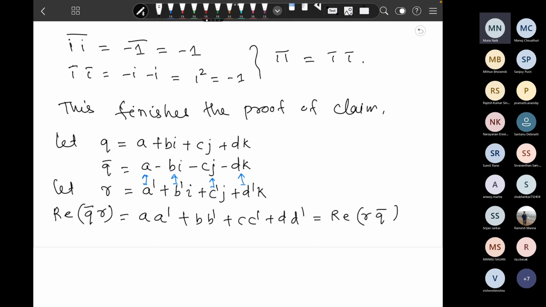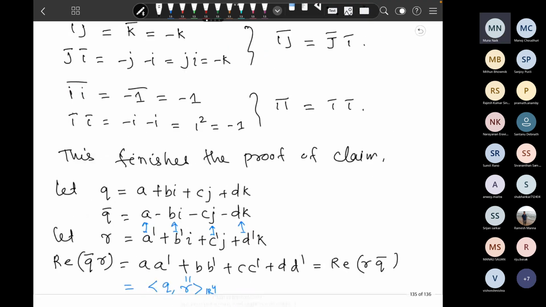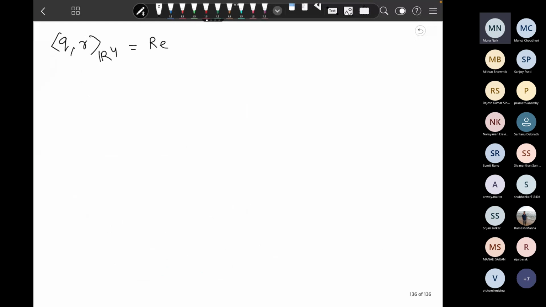And if you look at the middle thing, this is the inner product QR in R4. So let us write that. What I am getting is: the inner product of Q and R in R4, the real part of Q bar R, is equal to the real part of R bar Q.